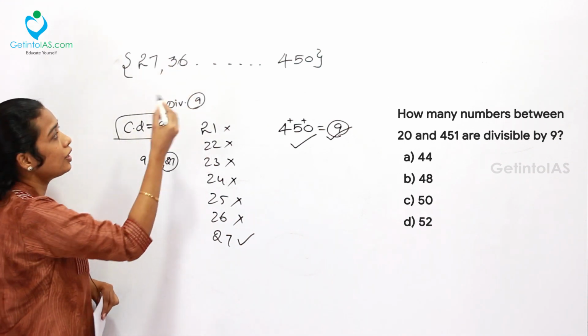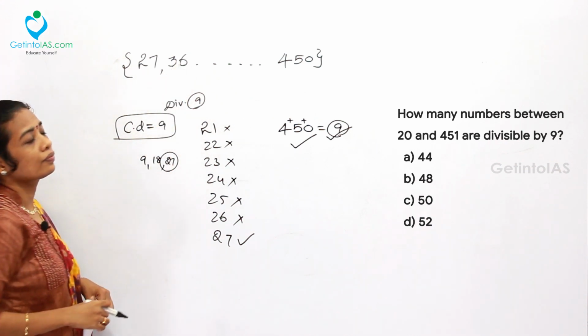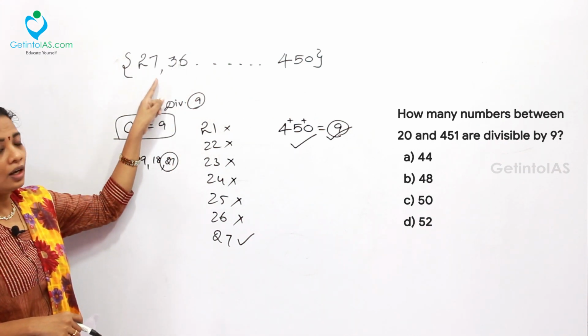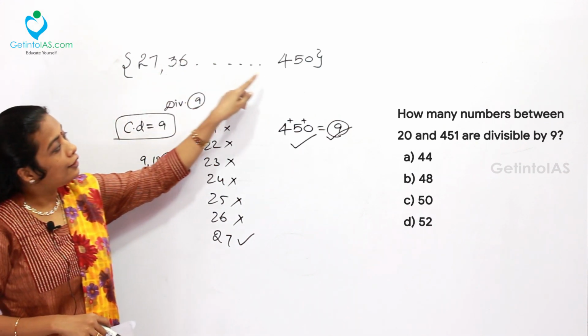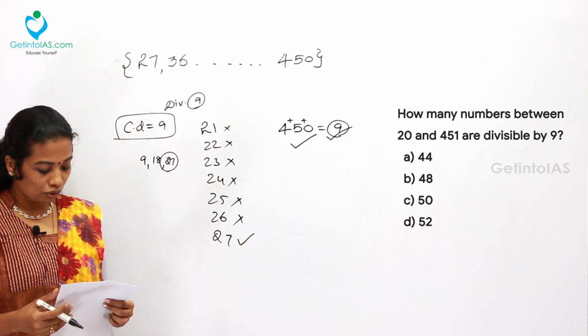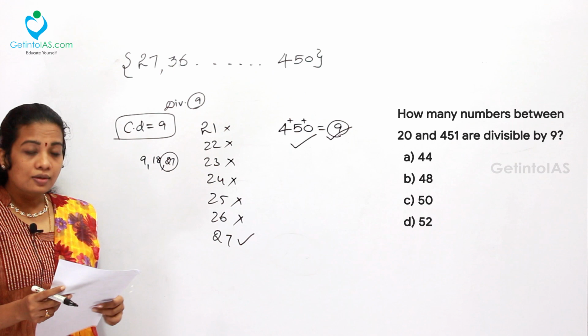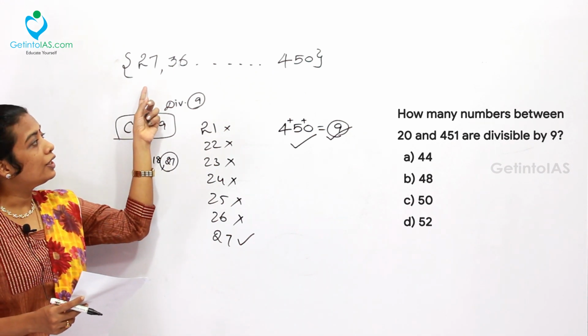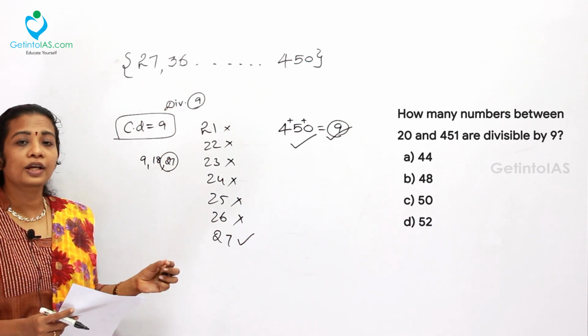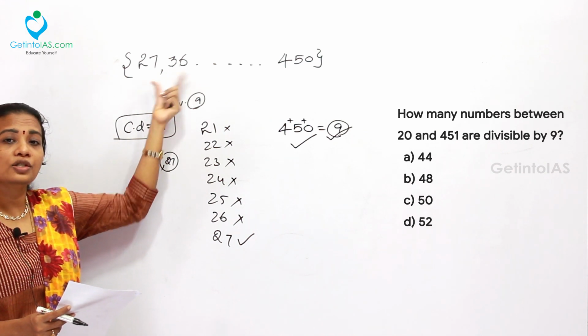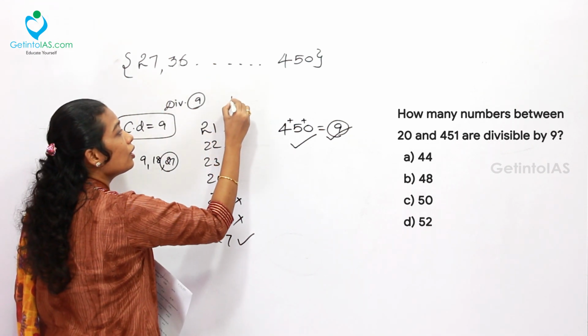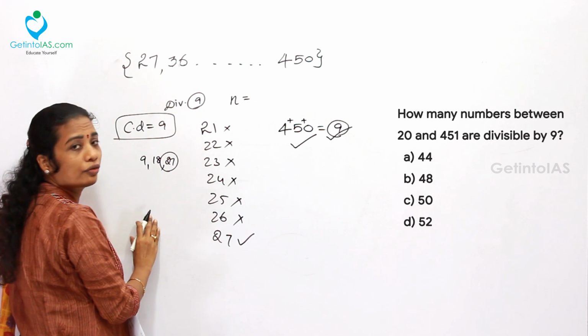Then the next one is 45 and so on. Two numbers are enough. So the common difference is 9, the first number is 27 and the last number is 450. Now they are asking how many such numbers between 20 to 451. Simply for how many numbers, you can take the formula for the number of terms. What is the number of terms?